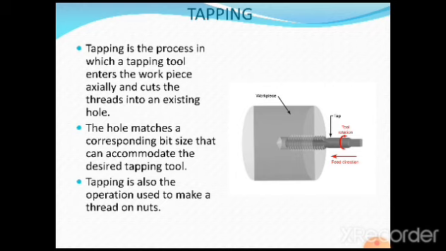It is exactly opposite to thread cutting. In thread cutting operation, we are going to produce threads on the external surface of cylindrical workpieces, but in case of tapping, we are going to produce internal threads. That means when the hole drilling is done, if I want to go for the production of internal threads, then we call it tapping.